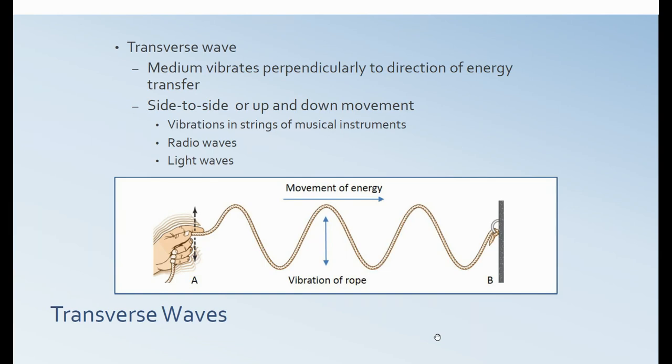Radio waves and light waves, if we have, say, a star over here that's vibrating and creating light waves and radio waves, they are coming out from the star, but the actual direction of vibration of those radio and light waves will be perpendicular to the direction of travel.